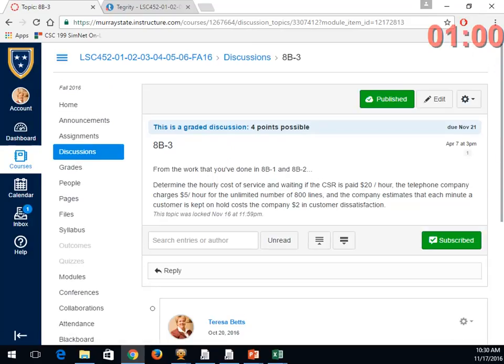Okay, and then in 8.3, from the work that you did in 8B1 and 8B2, now we're going to talk about hourly cost. So what's the hourly cost of service and waiting? So you're only looking at two components in this one. Service is going to be, again, how many servers you've got times the cost per hour. And then for your waiting, you're going to take the amount of people that are waiting and multiply it times that cost.